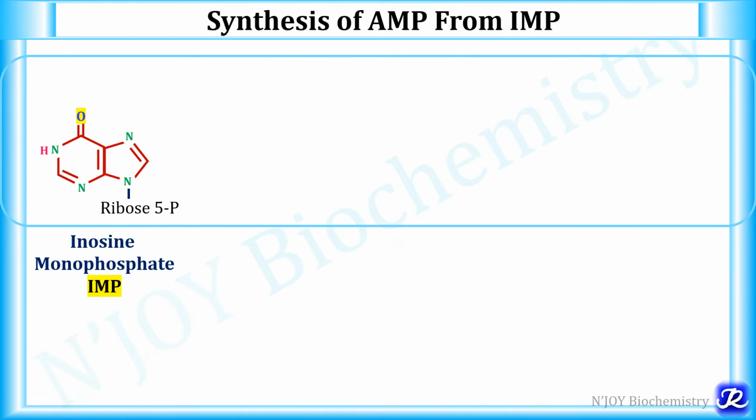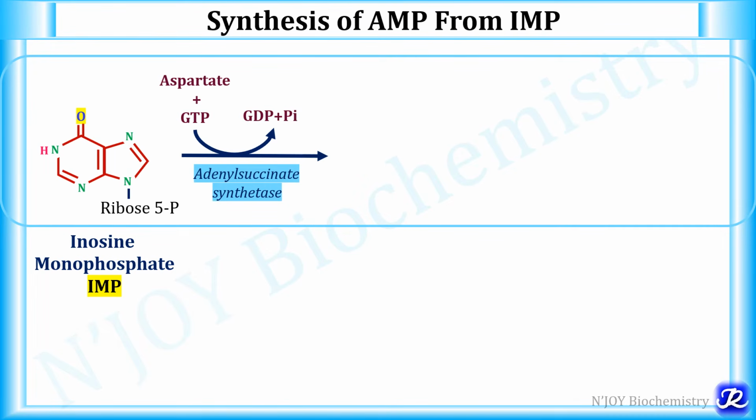Now let's see how AMP is synthesized from IMP. IMP is the parent nucleotide, and from this IMP, AMP is synthesized. In the first reaction, aspartate and GTP are involved. The enzyme is adenylosuccinate synthetase.